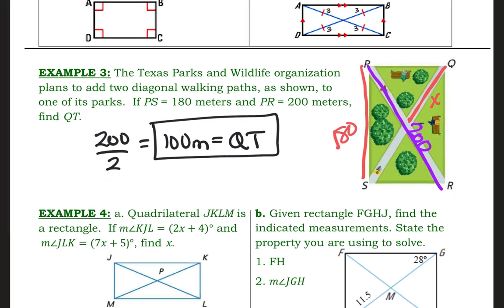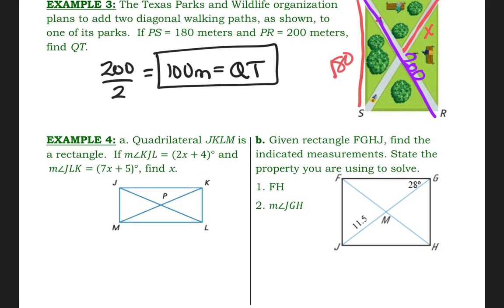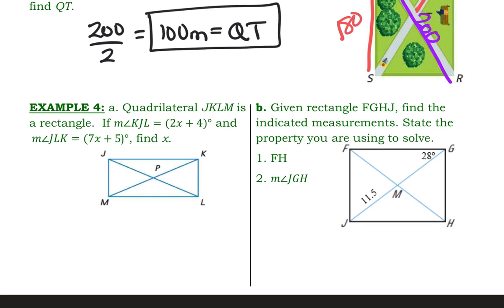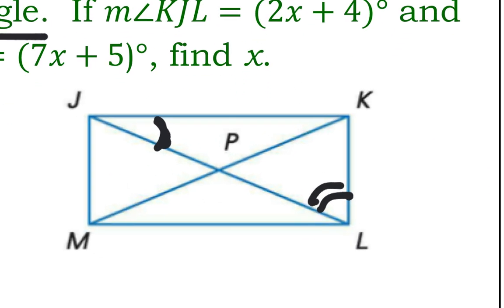Okay. I promise if you get your properties down, this test should not be difficult. Okay. It says the quadrilateral JKLM is a rectangle. So they're already telling you what it is. It's saying here's a rectangle. If this angle here, J to L to K, is 2x plus 4, and the other angle is 7x plus 5, that's this one here, find x. Okay, I didn't put the expressions on it because I just want to talk about the angles.